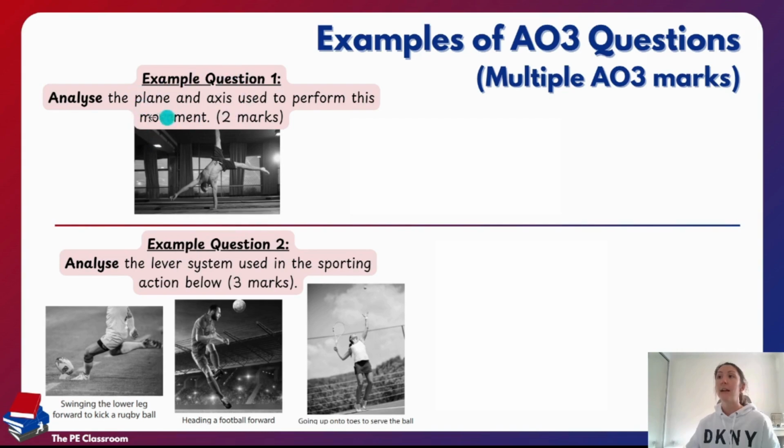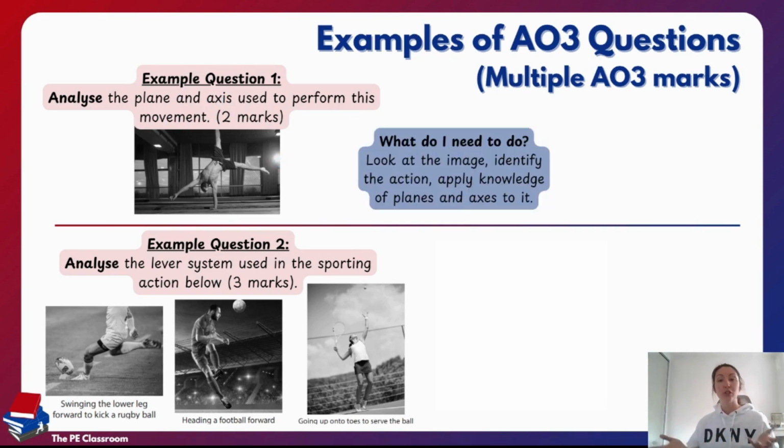And it's asking us to analyse the plane and axis used in this movement here, which is a cartwheel. So we need to use our knowledge of what are different planes and axes, figure out, okay, well, what axis and what plane does a cartwheel move around, and that's how we then come up with the answer. And you'll notice it's worth 2 marks because obviously it asks for the plane and the axis. So if you only give 1, you only get 1 mark. So they're both AO3 marks, but it's just 2 answers that it's looking for. And there's your answer there.